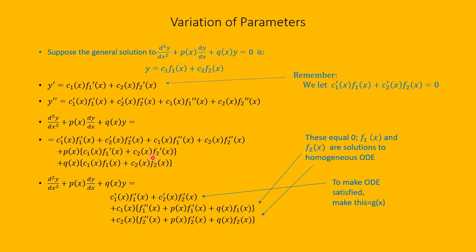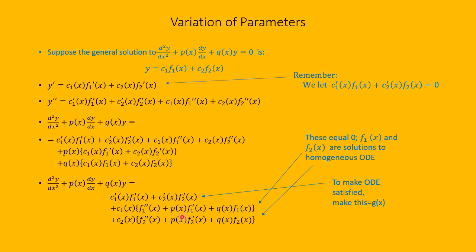Now let's rearrange these terms to the following. Let's have C1 prime F1 prime plus C2 prime F2 prime plus C1 of this quantity, F1 double prime plus P of x F1 prime plus Q of x F1, plus another term here, C2 of x times F2 double prime plus P of x F2 prime plus Q of x F2.